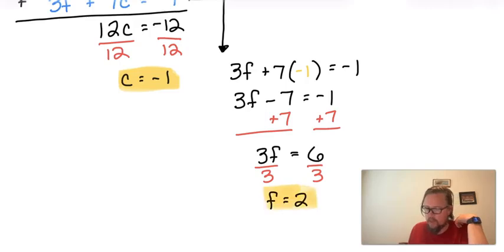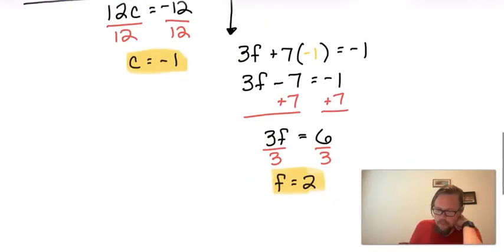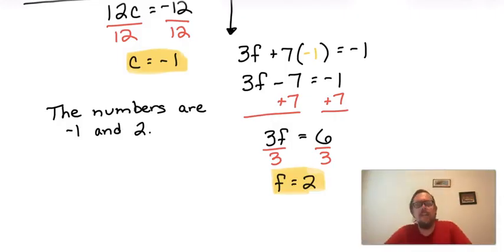So our numbers are negative 1 and 2. And I think that's all the question asked, was find the numbers. So we just say the numbers are negative 1 and 2. And that's all there is to it. Write the equations, use elimination to find one of the values of a variable, and then once we have that value, substitute back into one of the equations to find the other value of the variable.